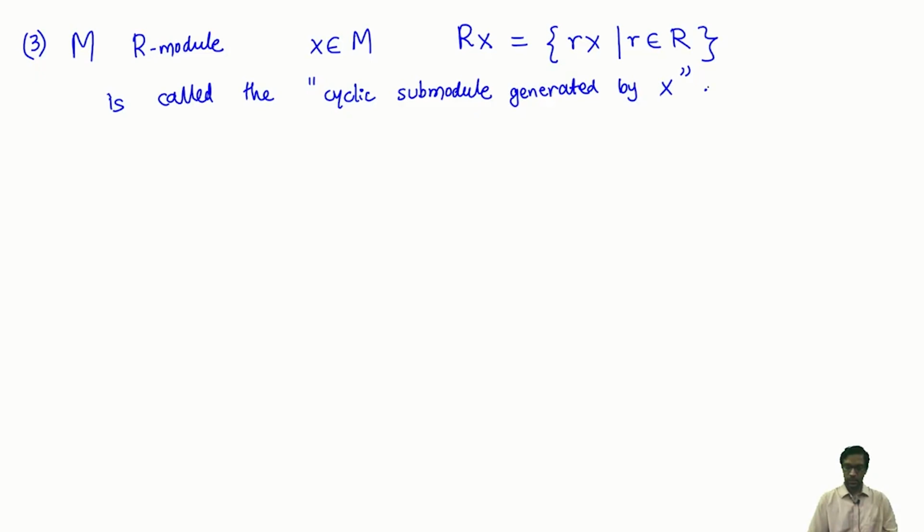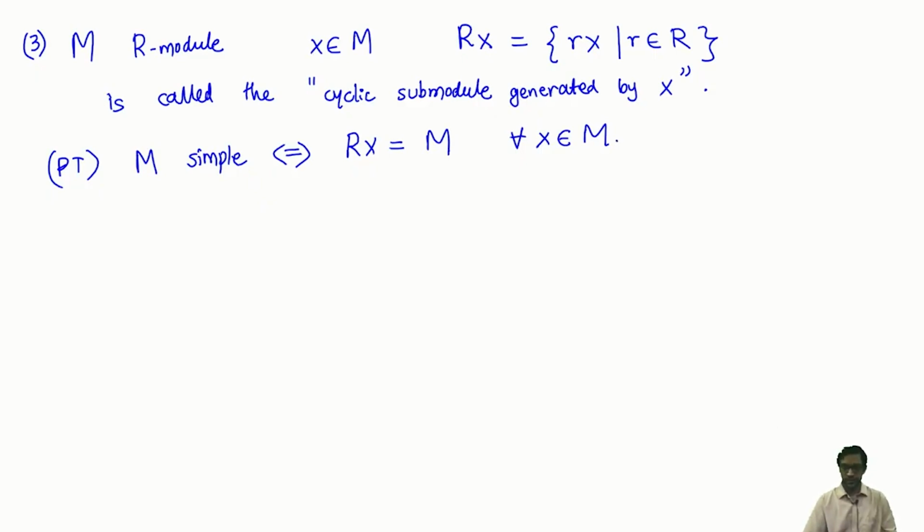Now here's the problem. Prove that M is a simple R module. Recall from the previous problem what that meant. M is simple if and only if every cyclic submodule equals the whole module. By the way, you should check that this is a submodule. It's an easy verification. But the claim is, if M is simple, then every cyclic submodule has to equal the whole. And this is an if and only if. That's where the interest lies.